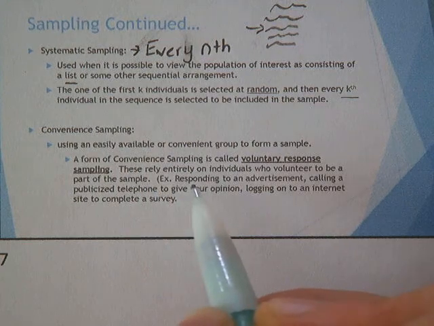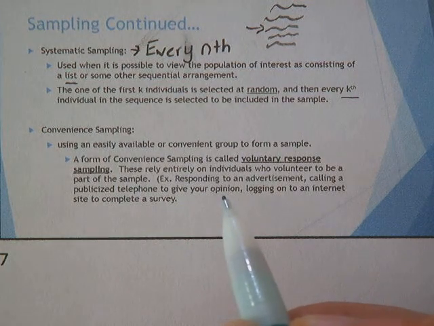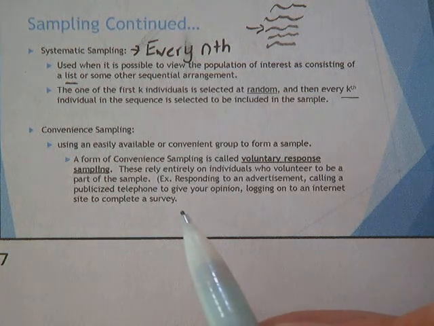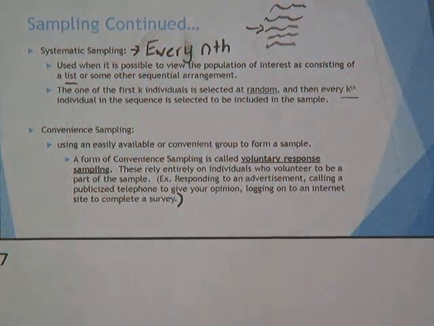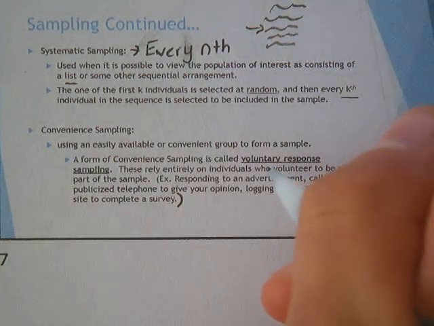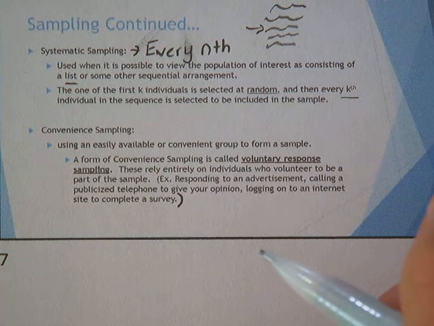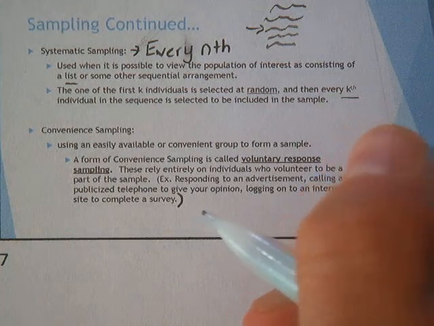And so, like, if you respond to an advertisement or you call a publicized telephone number to give your opinion about something, or for instance, all those surveys that you do about products that you buy online, those are all voluntary response because you have to literally volunteer to go in and do the survey. You kind of volunteer yourself anytime you call in to give your opinion about something. And so anytime where people have to actually volunteer to do something, you're not made to do it, then that's voluntary response sampling.